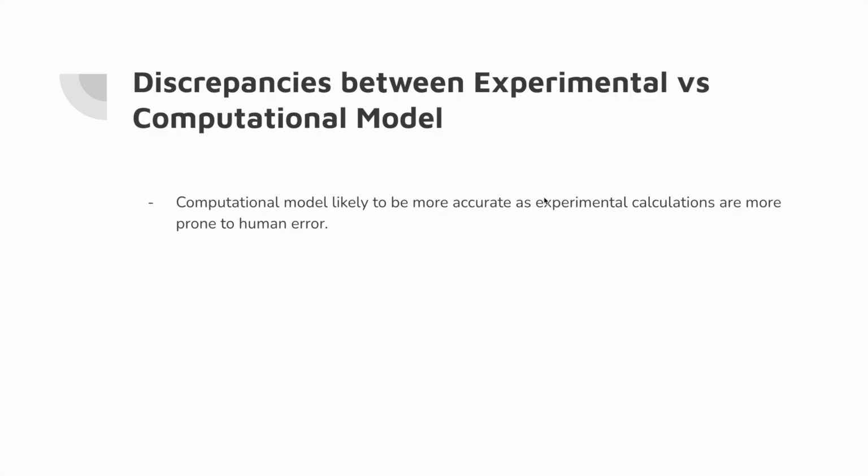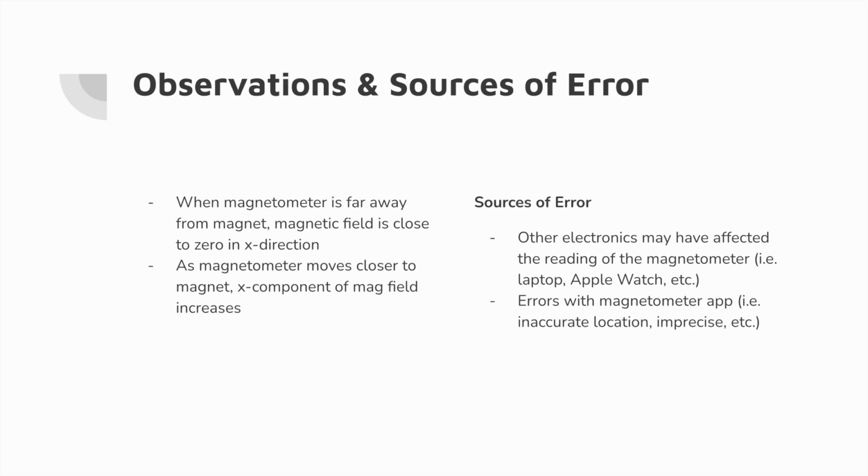So, discrepancies. The computational model is more likely to be accurate, as my experimental calculations are more prone to human error, obviously. The reason is that other electronics may have affected the reading of the magnetometer. I have an Apple Watch. I didn't have it in the room with me, but it was in the other room, so I don't know what the radius of effect would be. There was a laptop in the same room as me.